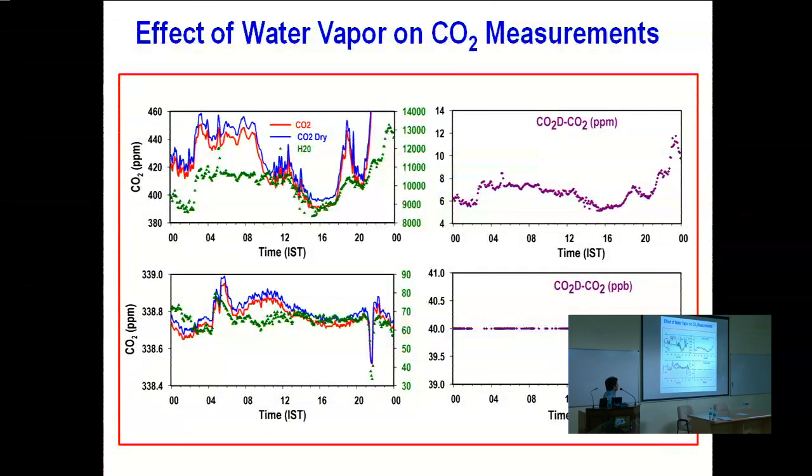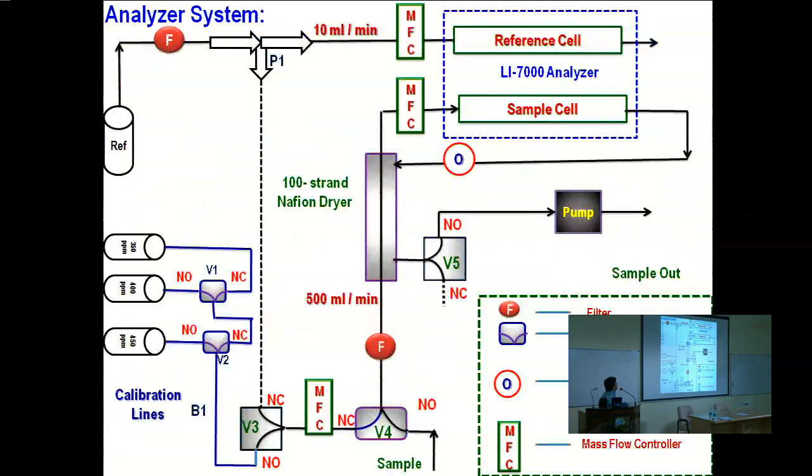So keeping in mind all these types of uncertainty, we have set up this setup in our lab for measuring the accurate value of CO2. This is our analyzer system, and these are for controlling CO2. And this is a Nafion dryer. It will reduce the dew point of the ambient sample from the atmospheric value to minus 40 degrees centigrade. So the water level will come to approximately 100 to 200 ppm, making the measurement very accurate.